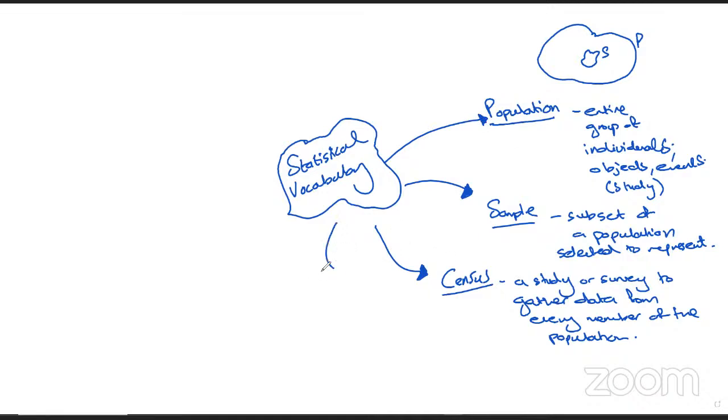Then we've got data, the next word. Data refers to the facts, figures, and information that is collected. So facts, figures, and information that is gathered, collected, analyzed, and interpreted. So it's collected, and we analyze it and we interpret it.